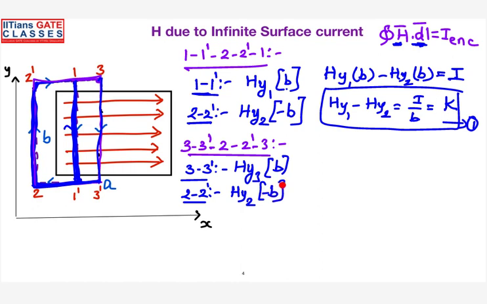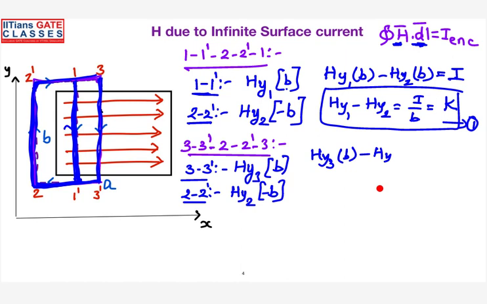Here also, in this particular loop, your Ampere's law has to be satisfied. So integral H dot dl has to be I. So what will be the total magnetic field intensity here? Hy3 into B minus Hy2 into B is equal to I. So you can say Hy3 minus Hy2 is equal to I by B, which is also said to be K. Take it as equation 2.